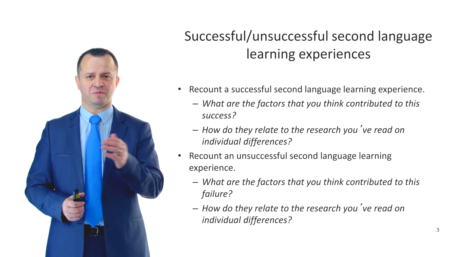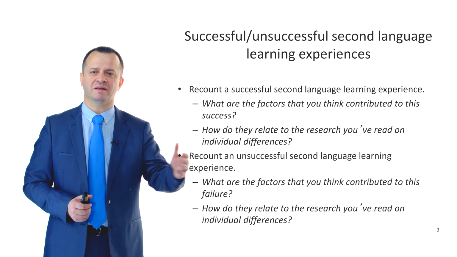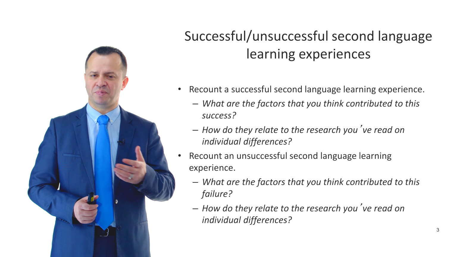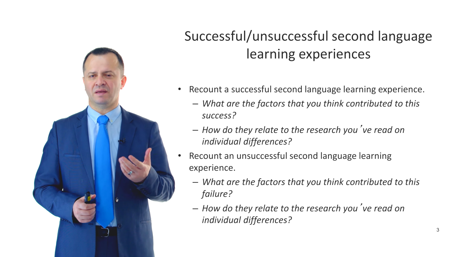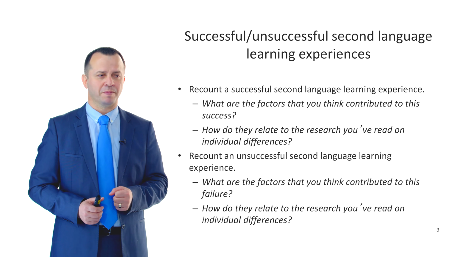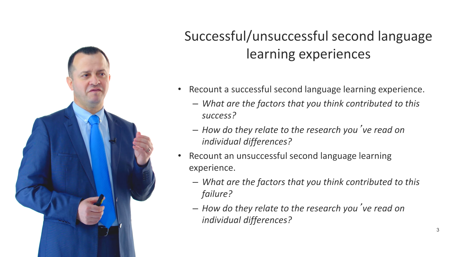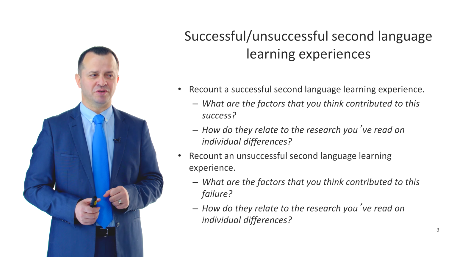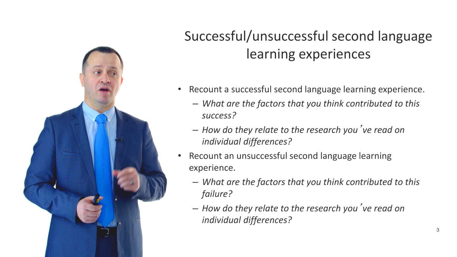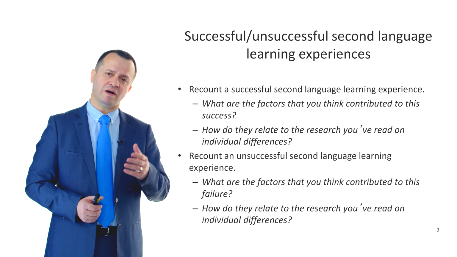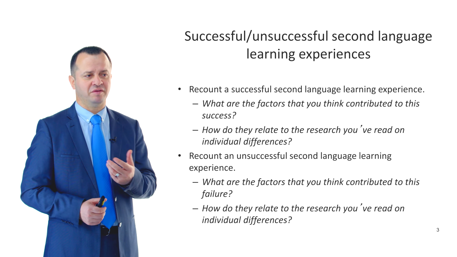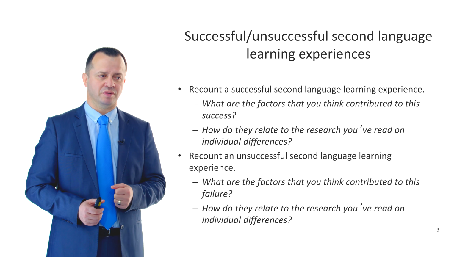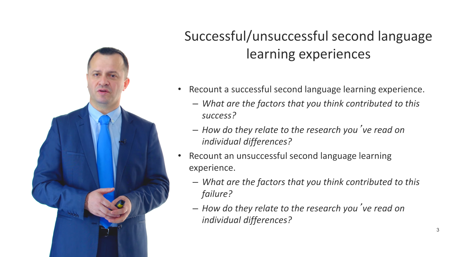But nowadays, in Uzbekistan and worldwide, we have a lot of late adult learners, those who are immigrating to different countries or thinking that they can open a business in other countries, so they need a good command of a foreign language. So the question is, what are the factors that you think contributed to this success? And how do they relate to the research you have read on individual differences? Or differently, what are the factors that you think contributed to this failure? And how do they relate to the research you have read on individual differences?